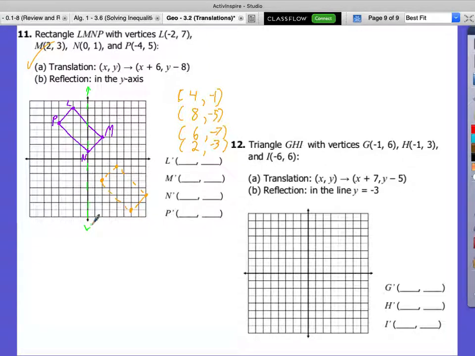Very good. So what's moving? Are your x's moving or your y's moving? X's are moving. So the y's will stay the same. What happens with the x's then? They become the opposite of what they are. They become the negative of what they are. So -4, -8, -6, -2. And we plot these.